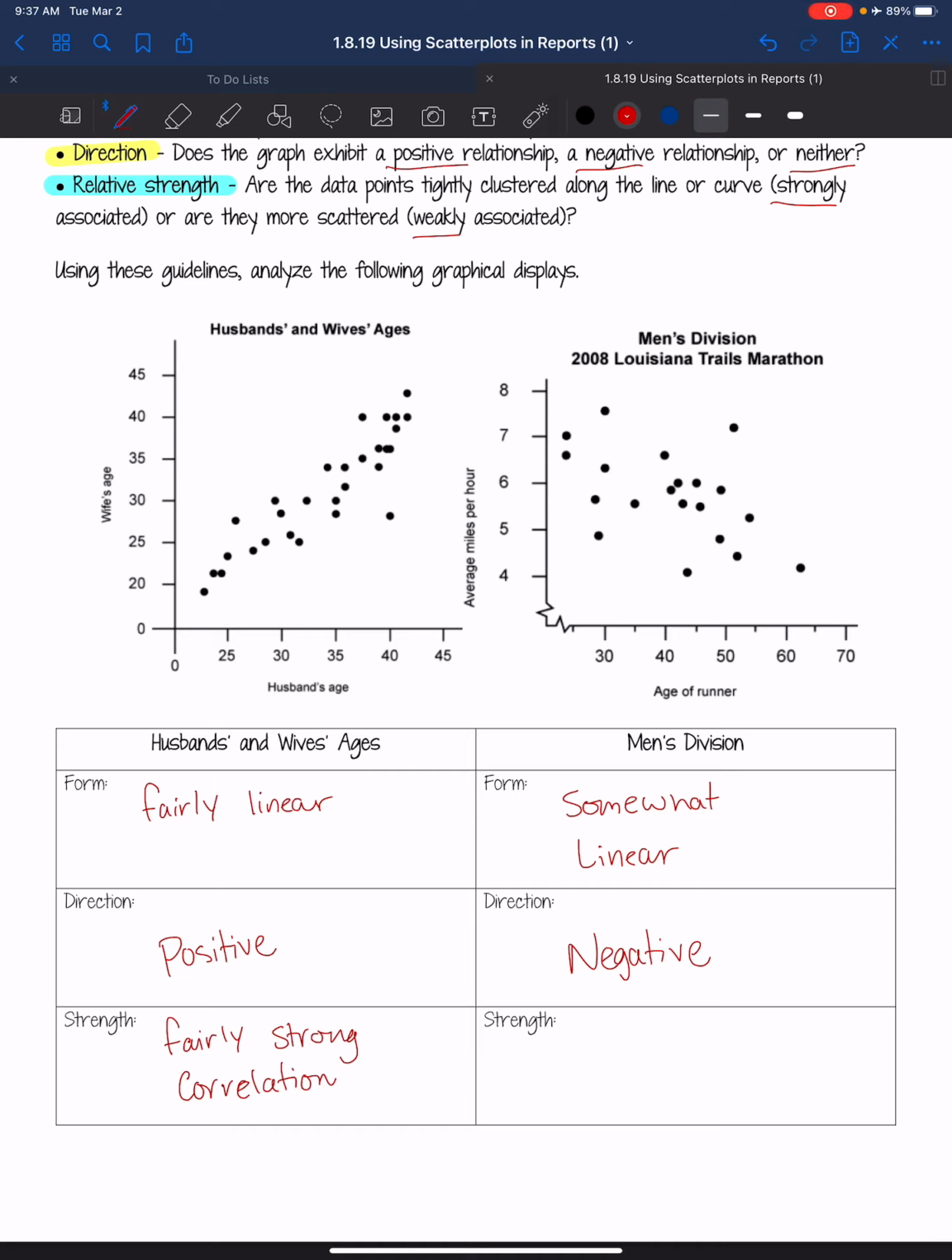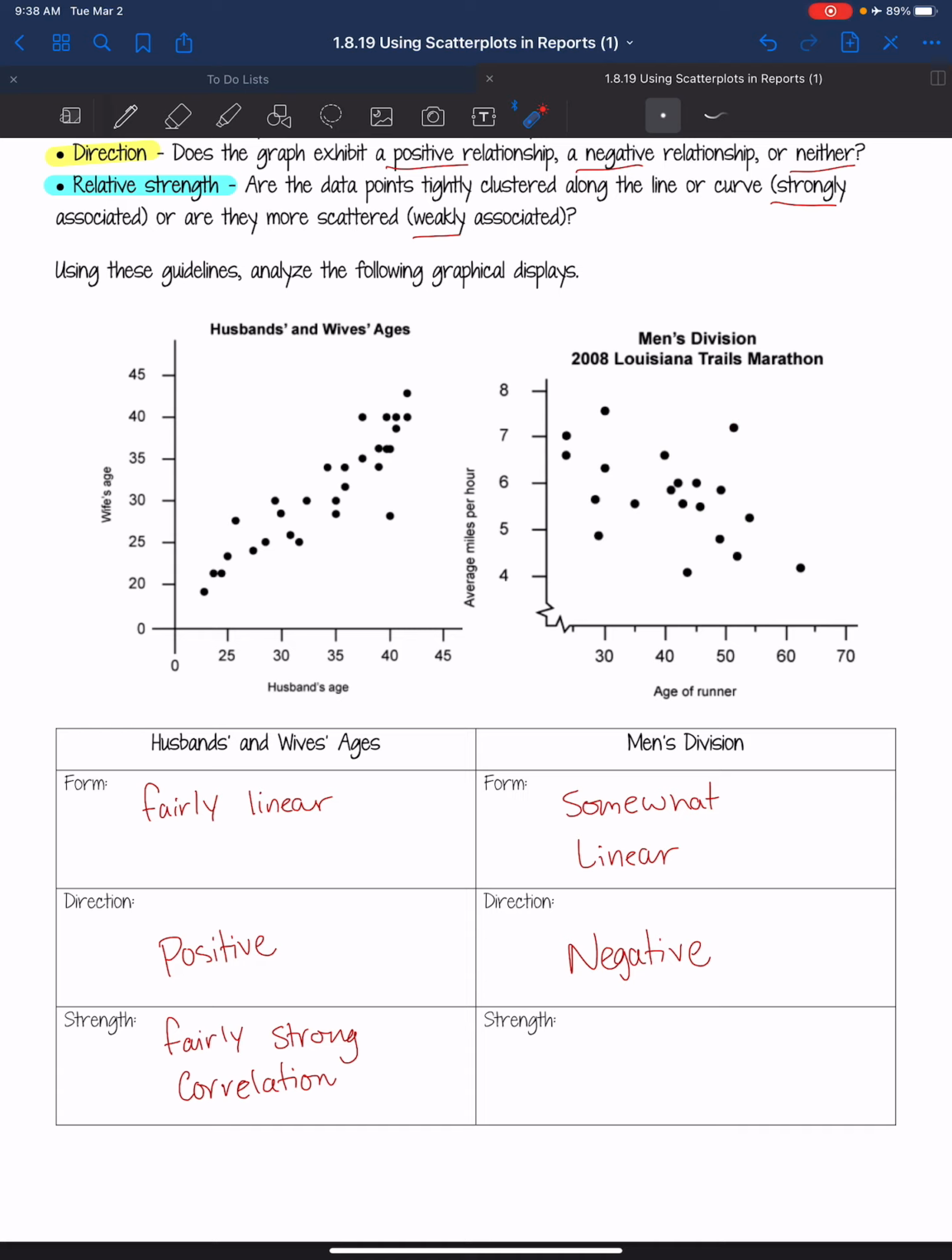And then strength, how strong is this association? Is it really compact where all the dots are following in a straight line one after another, or are they more scattered out? So in this one, it looks like they're more scattered out, right?